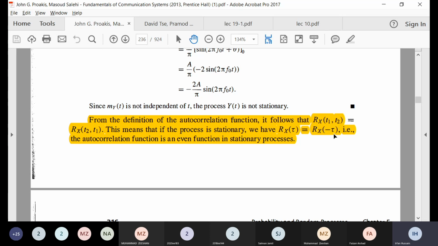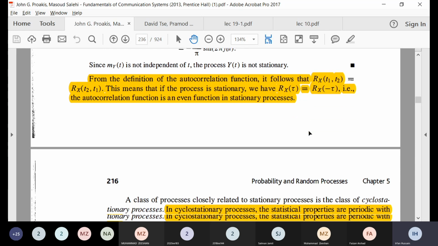For example, we say the Fourier transform of a real time-domain function is conjugate symmetric. Its magnitude is even and its phase is odd. As you can see here, the autocorrelation is even. So you can just check that the autocorrelation function for a WSS or a stationary process is even.